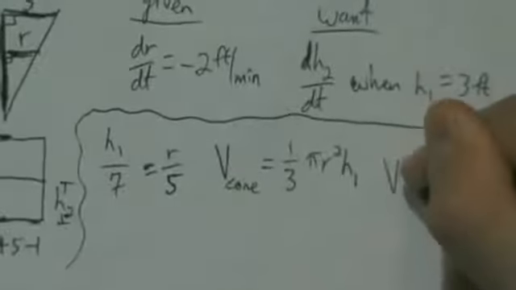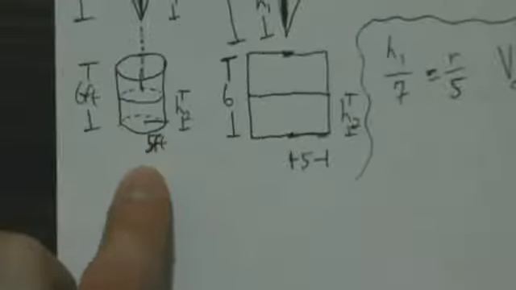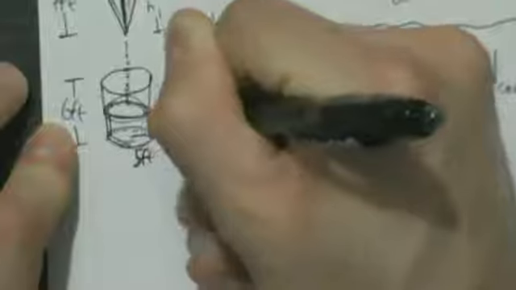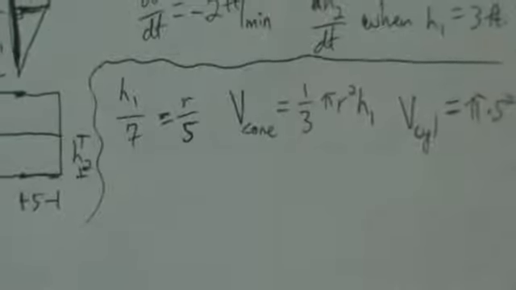So we'll call it V sub CYL, V sil for cylinder. The volume of a cylinder is just pi times radius squared times the height. Again, we don't want the volume of the entire tank, just the volume of the water in there. The water in there is also a cylinder, so its volume is going to be pi times the radius squared. So it's pi times 5 squared times the height, which is h2.